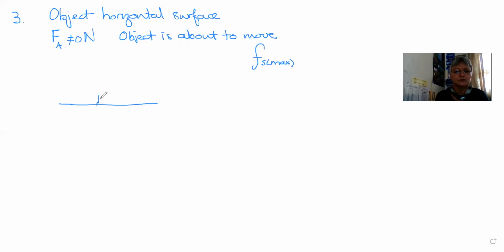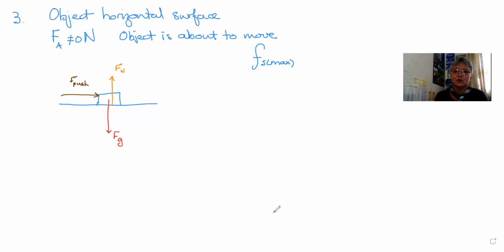Place our object on a flat surface. The gravitational force will act down on the object. The normal force will act up on the object, equal in magnitude to the gravitational force because the vertical forces will cancel. Let's say in this example, we're going to draw a pushing force. So F applied is a push.